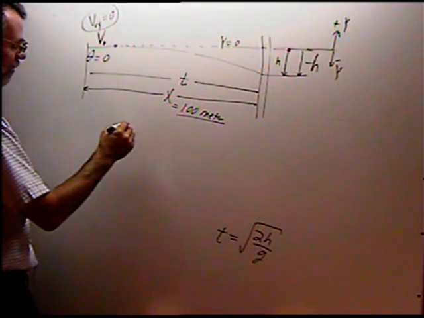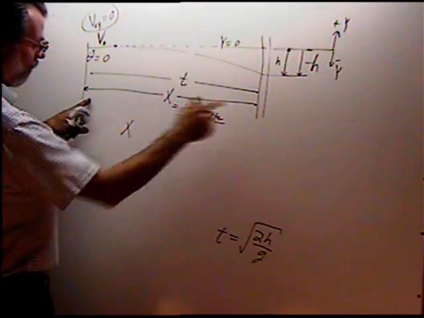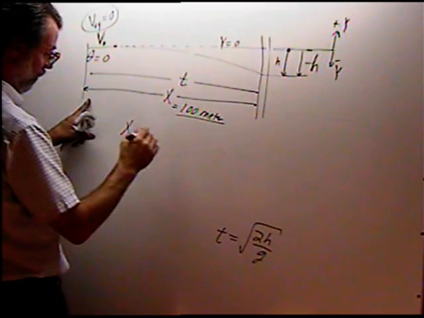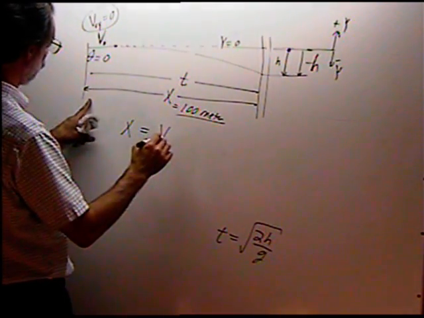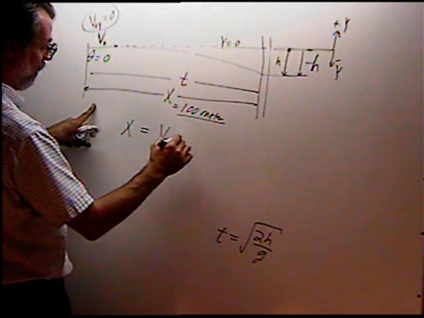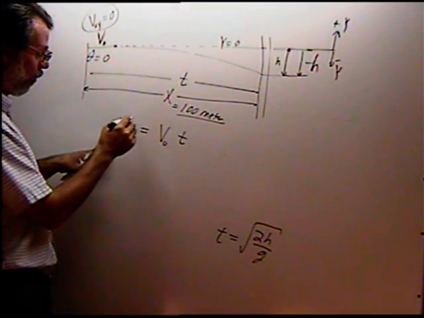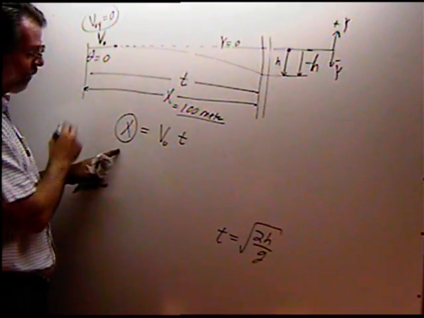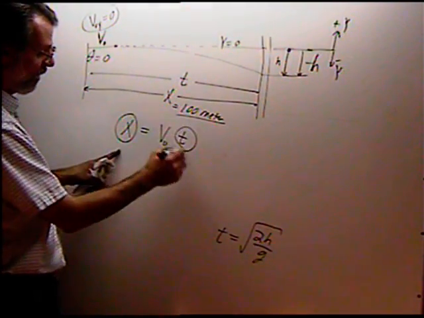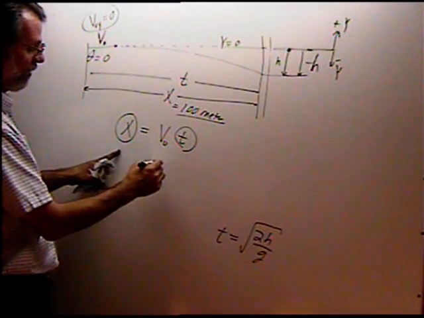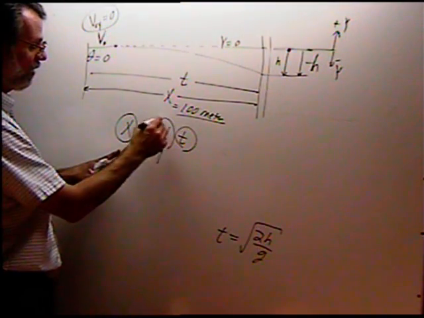We know that the horizontal distance traveled is the horizontal velocity, the initial velocity, times the time. We know what this is. We know what the horizontal distance is. We know what the time is. We just solved for it. So now we can figure out what the initial velocity has to be.